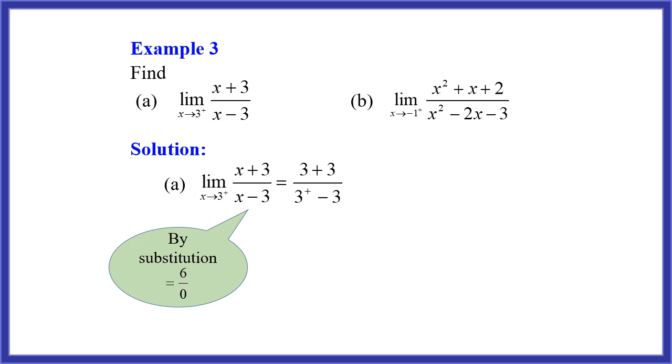But because this 3 is coming from the right side, this 3 here is bigger than the other 3. Right? So we get 0 from the right side. So 6 over 0 from the right side, it will always be positive infinity. Okay, now for B.